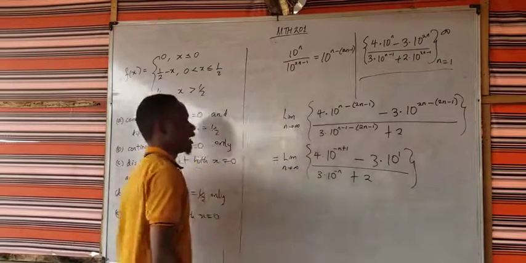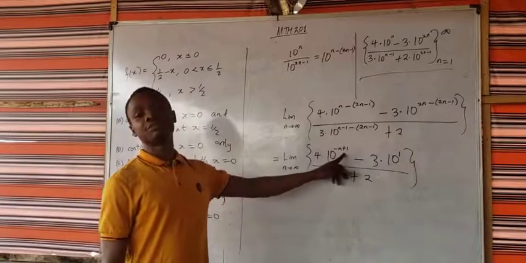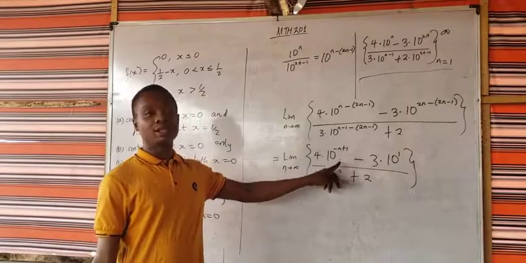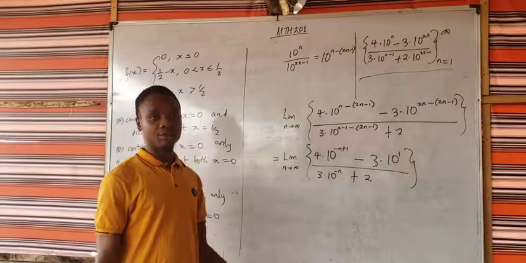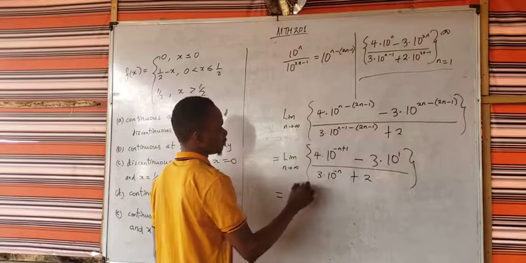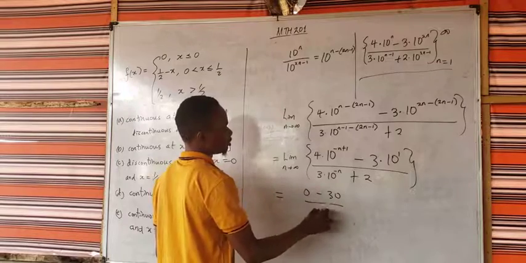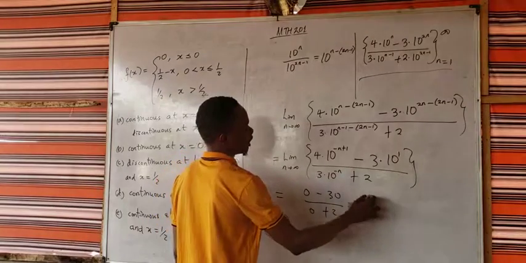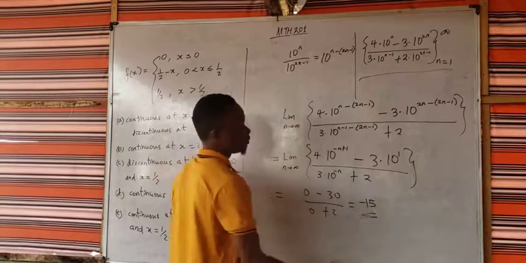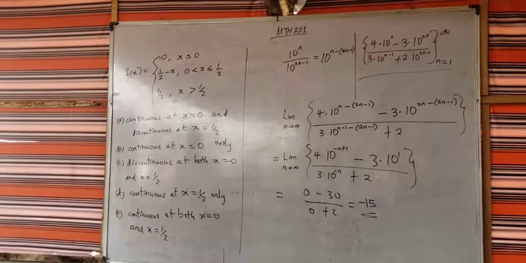Alright. Then now, as n approaches infinity, I'm going to have 10 raised to the power minus infinity. That is 0. Is that clear? 10 raised to the power minus infinity, 0. So we can just say this is going to be equal to 0 minus 30 all over 0 plus 2. That is minus 15. Life can be as easy as that. Do you get it? Alright. So let's answer this second one.